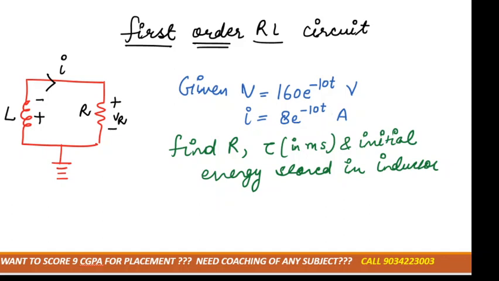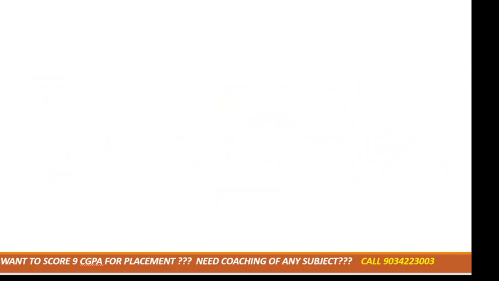In this question, how can we do it? This is a simple question based on an RL circuit. They have given the voltage in the form of an equation and the current in the form of an equation. So first of all, tell me, is this a source free response or a forced response? You know, I told you two types of response. One is source free and another one is forced.